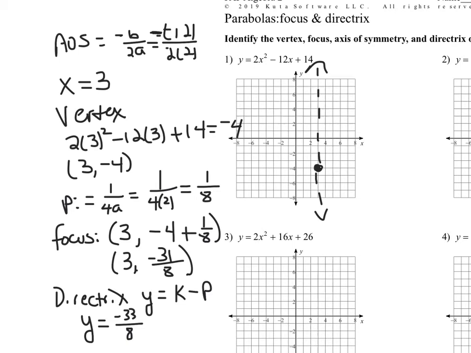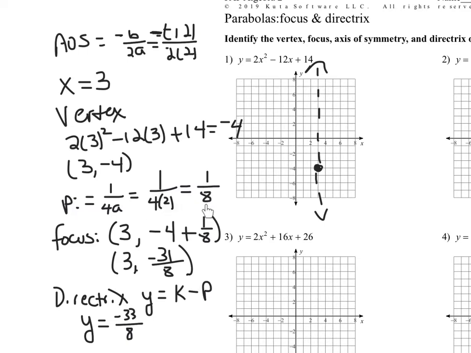The next thing that I did was I found the value for p. Now p is the distance from the vertex to the focus. It's also the distance from the vertex to the directrix. So in order to find the focus and the directrix, I need to find the value of p. The formula for finding the value of p is 1 over 4a. Well, we know a is 2, so 1 over 4 times 2 equals 1/8.